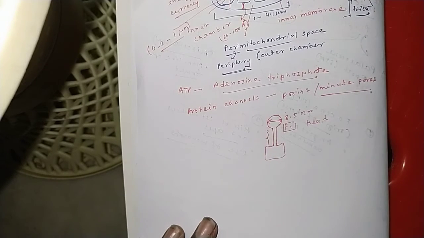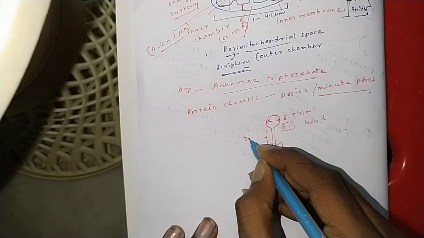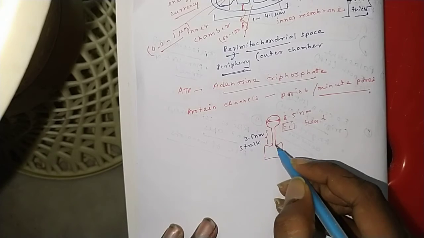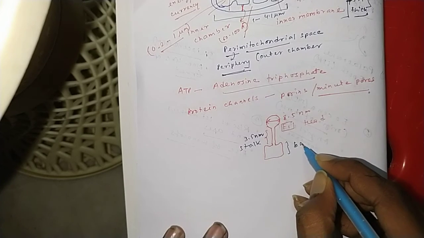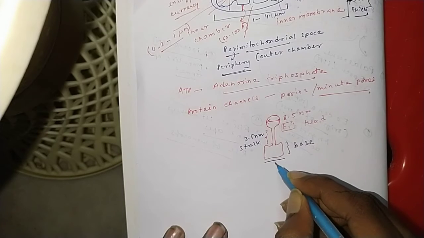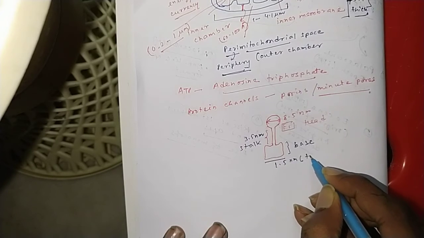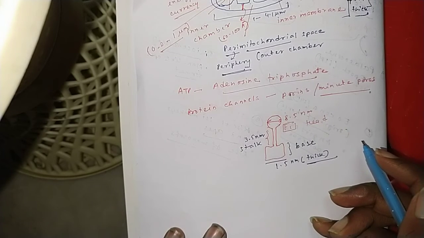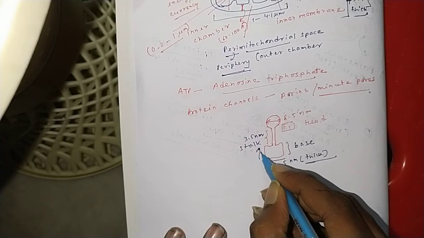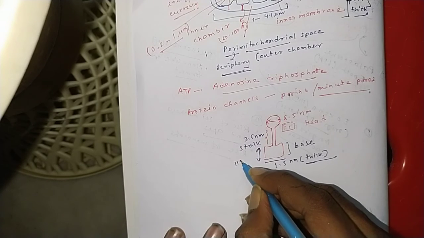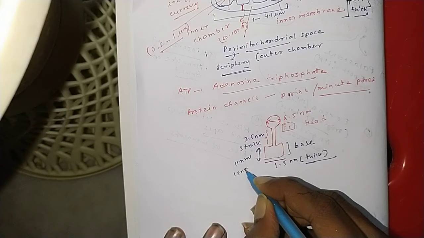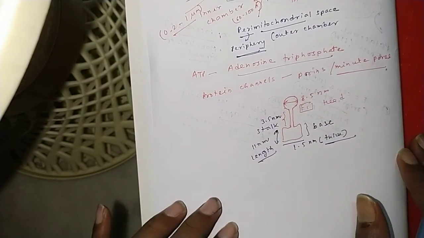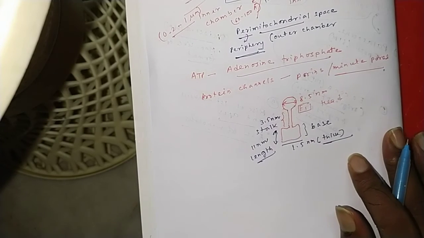Now this is 3.5 nanometer, and this is called the stalk. Then we have the base here, and this base is somewhat 1.5 nanometer in thickness. So that's very important. And the height of this portion of the base is 11 nanometer in length as per standard books like Trueman's Elementary Biology, along with other standard books.